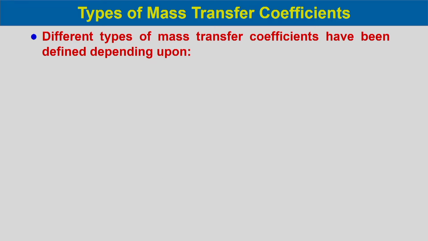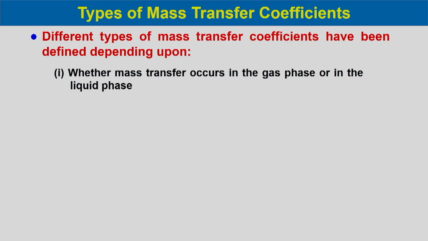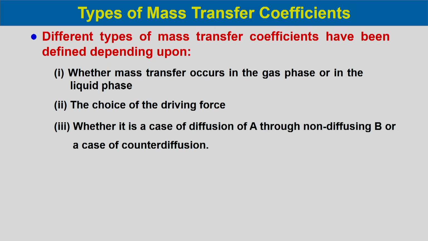So, different types of mass transfer coefficient have been defined depending upon the driving force, and also it depends on whether the mass transfer occurs in the gas phase or in the liquid phase. And second is the choice of driving force, as we said before. And the third one is whether it is a case of diffusing of component A through non-diffusing B, or whether it is an equimolar counter current diffusion, or counter diffusion.